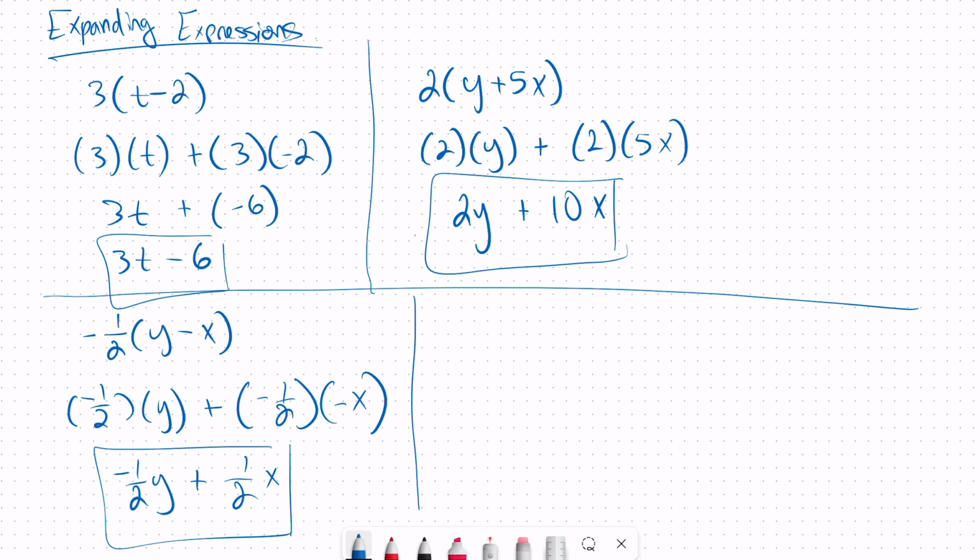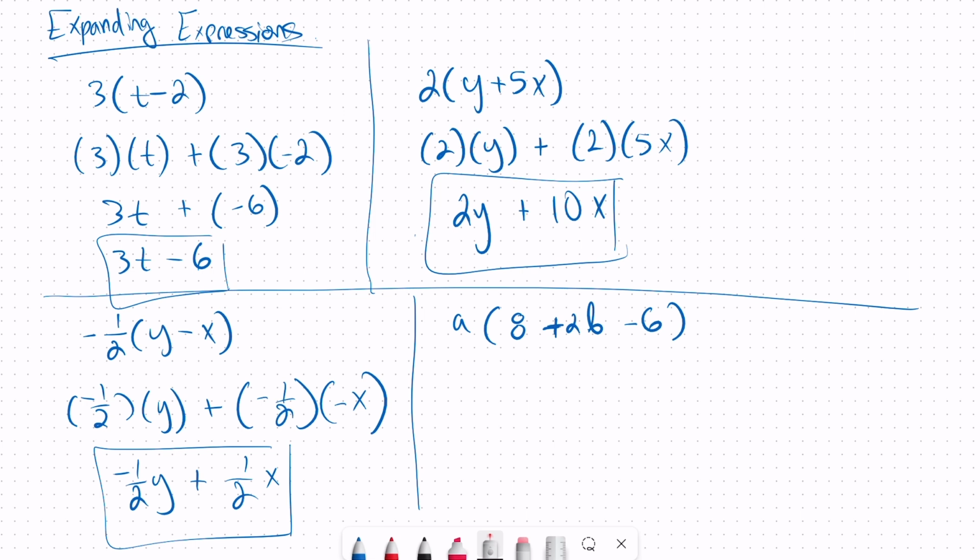All right, so now we can move on to our final problem here, at least for these examples. I'm going to choose this one here. We have a parentheses 8 plus 2b minus 6. Okay, so let me just make this a little more clear.